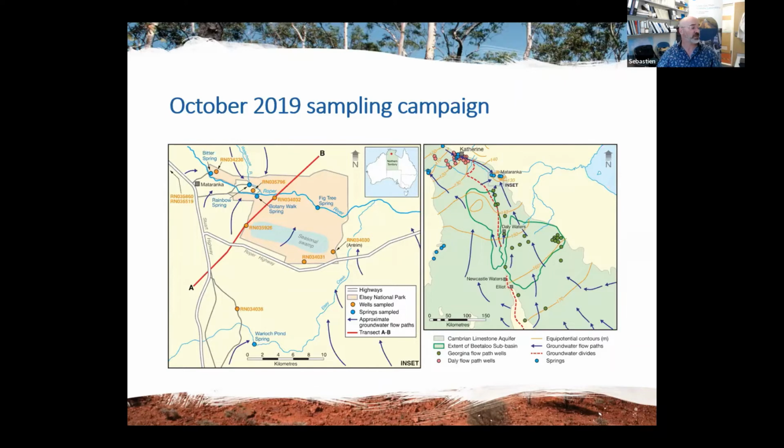called Warlock Pond Spring. In addition to this, we sampled groundwater from various monitoring wells in the CLA around the park, with one exception. This well here is the only well in the region that is in a geological formation other than the CLA, in the underlying basalt. In addition to our own sampling, we also collected literature information on at least the hydrochemistry and the stable isotope content for groundwater from the CLA associated with this flow path coming from the south, the Georgina, and the one coming from the north, the Daly.